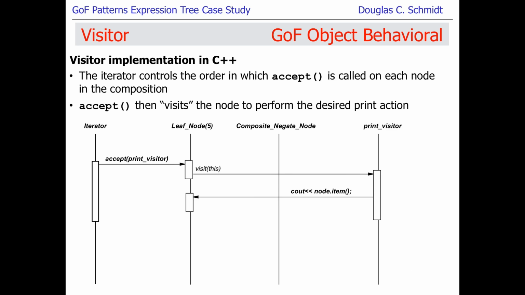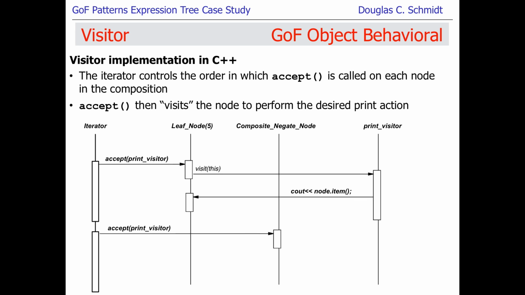So the print visitor will say, OK, I know what to do when someone wants me to visit a leaf node. I know how to do that. Actually, it's not a composite. It's the one at the edge. It's the leaf node. It goes ahead and calls the visit method. And what the visit method does is print out the item, because that's what you do when you're visiting a leaf node. It's just going to print it out as whatever value it is. In this case, it would be 5, for example.